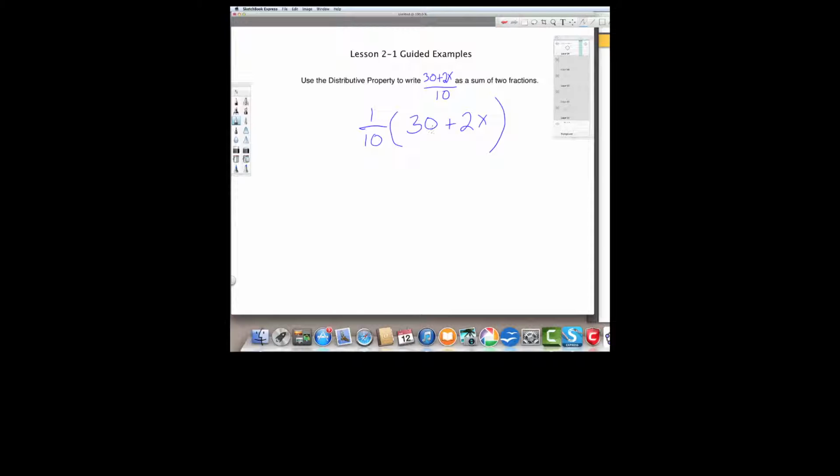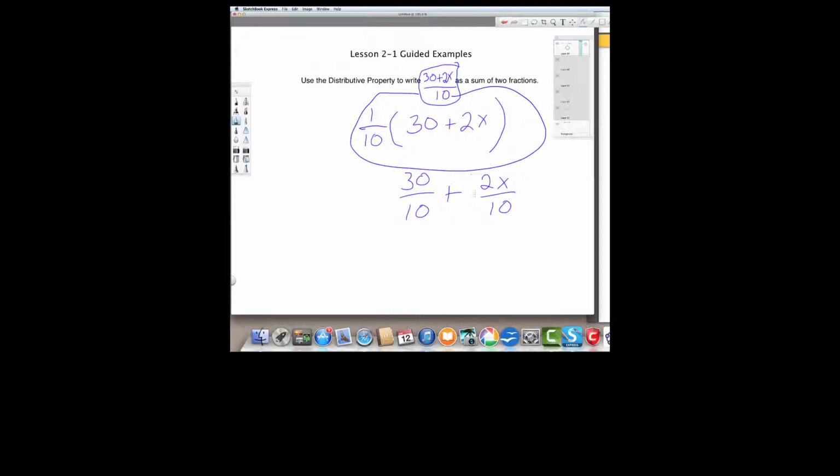This is making use of the distributive property, and this one right here is the same as this one right here. These represent the same problem represented different ways, and now I can see pretty clearly how I could represent this as the sum of two fractions. 1/10 times 30 is going to be 30 over 10. 1/10 times 2x is going to be 2x over 10. So I've got 30 over 10, plus 2x over 10.